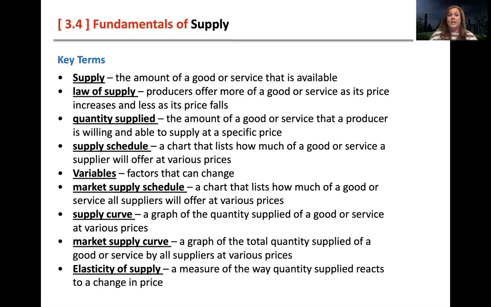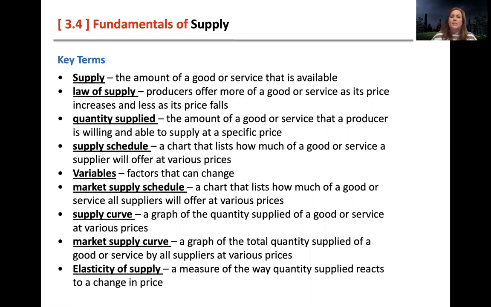And that goes to our next one, the supply schedule. It's a chart. Much like the demand schedule, we're using the same example with pizza. At $1, we're willing to supply 500 slices. At $2, maybe 600. We'll have variables because those are factors that can change. Just like in math, you have X and Y. They can be different values.